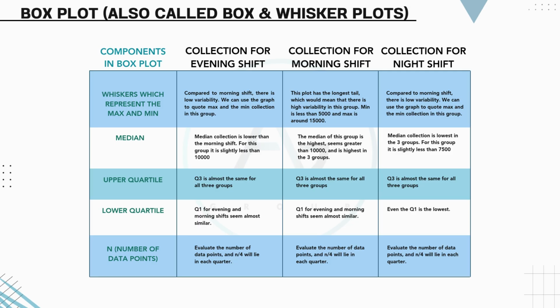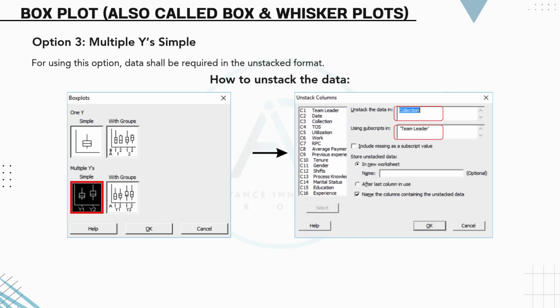This slide introduces Option 3, Multiple Ys, Simple for box plots in Minitab. This option is used when you want to display multiple numeric variables side by side in a single box plot. For example, if you want to compare collection, utilization, and RPC values for different teams or departments.